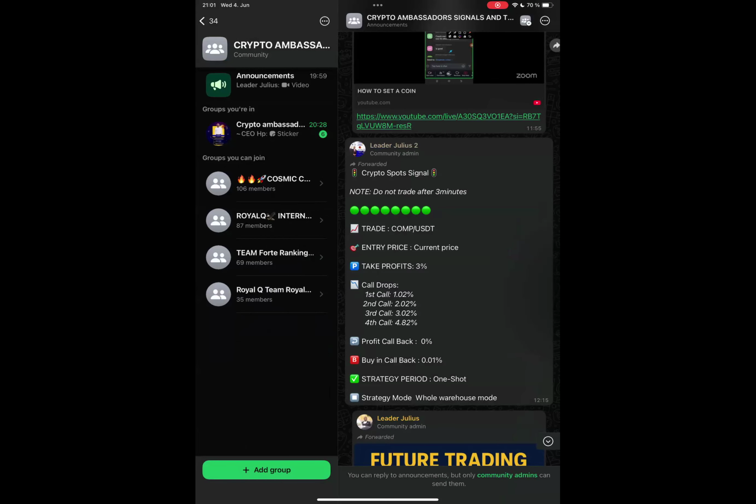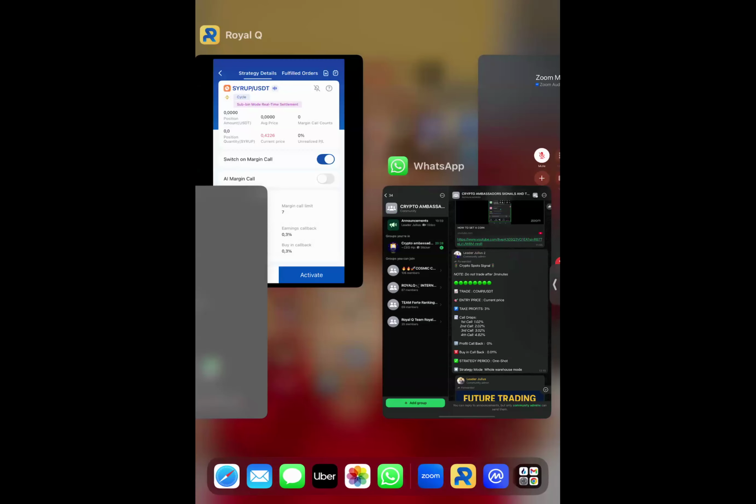Trade COMP USDT. Entry price, current price, meaning once you finish the settings, just tap on activate. Take profit 3%. Call drops: first call 1.02, second call 2.02, third call. So they've given you the numbers to put down. Profit callback 0, so once it hits, it will sell fast, no time wasting. Buying callback 0.01. So let us enter this one, okay?